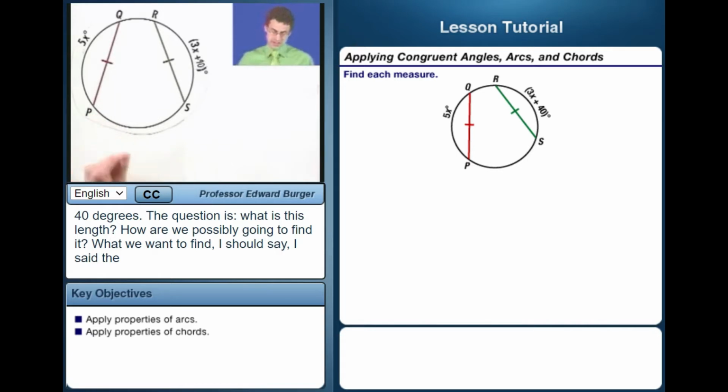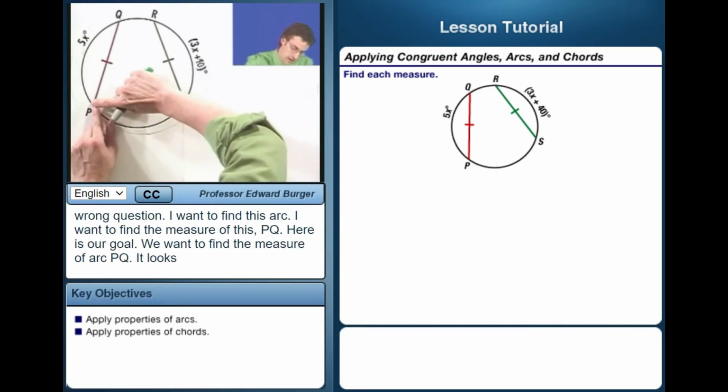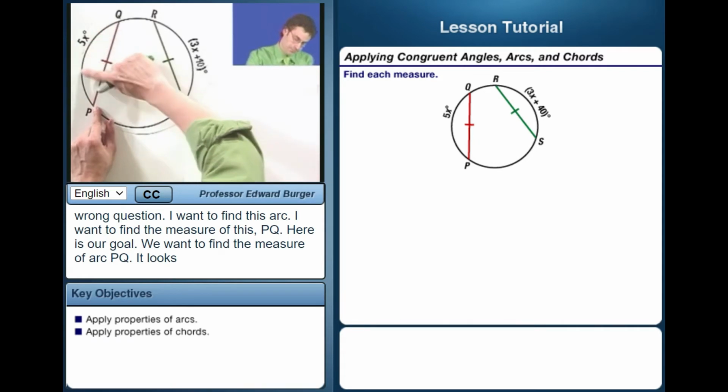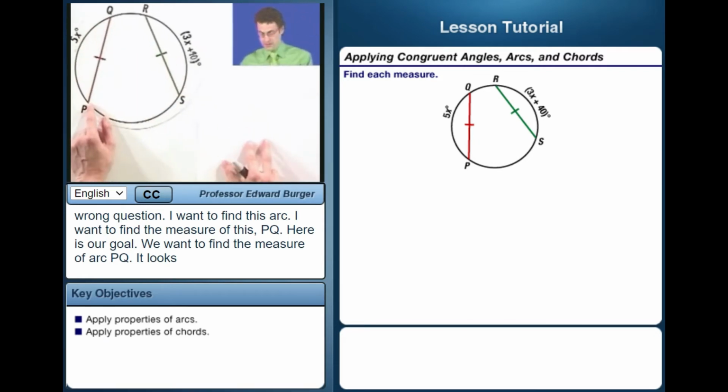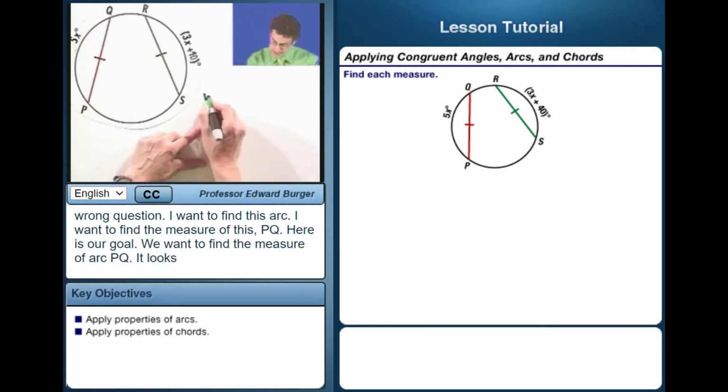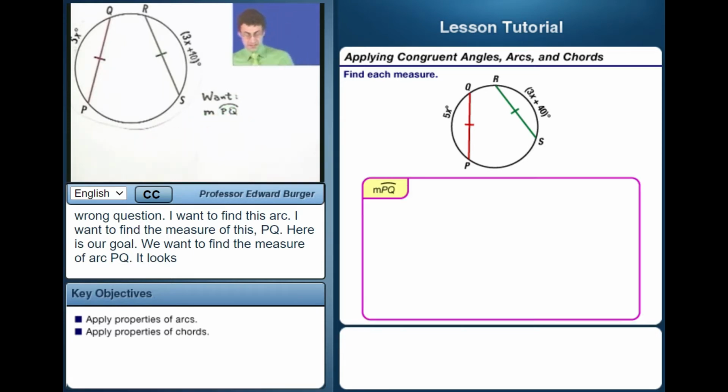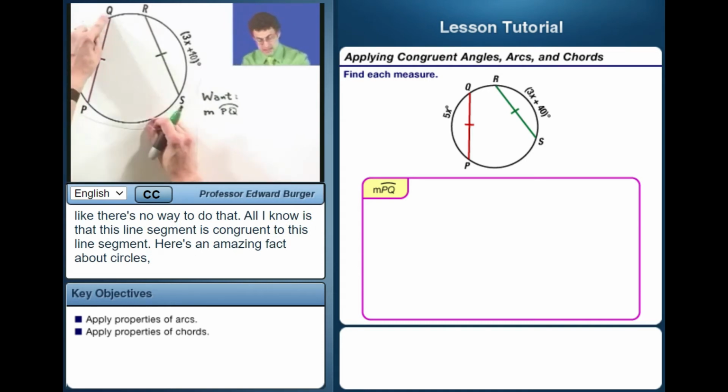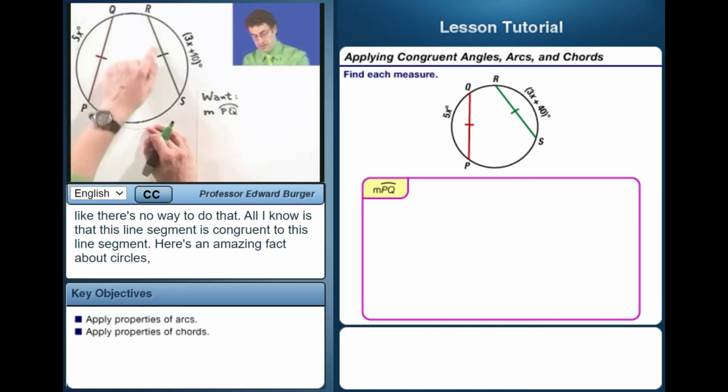Actually, what we want to find, I should say, I said the wrong question. I want to find this arc, right? I want to find the measure of this, PQ. So here is our goal. We want to find the measure of PQ. Now, it looks like there's no way to do that. All I know is that this line segment is congruent to this line segment.